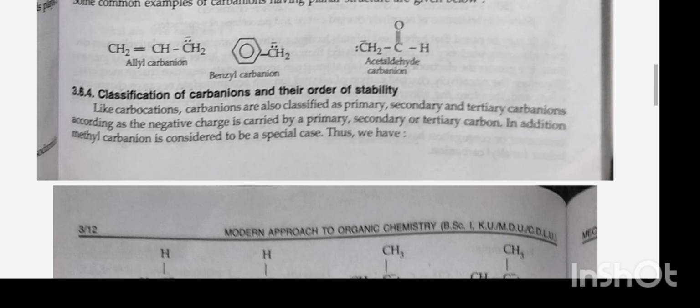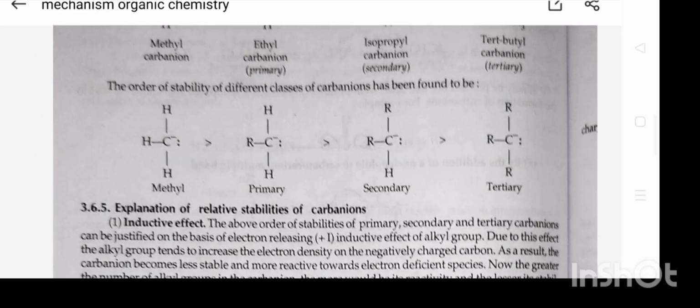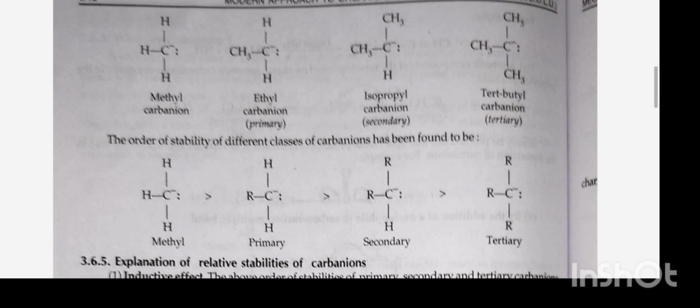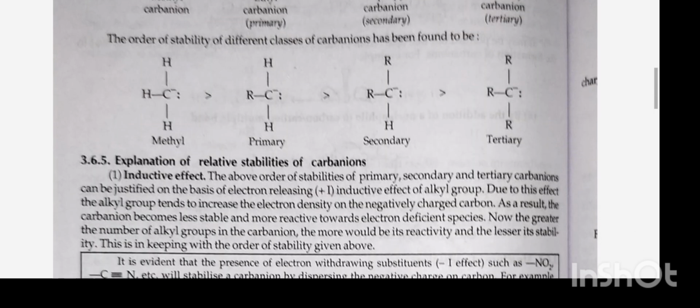Classification of carbanions and their order of stability. Like carbocations, carbanions are also classified as primary, secondary, and tertiary, according as the negative charge is carried by a primary, secondary, or tertiary carbon. In addition, the methyl carbanion is considered to be a special case. Thus, we have methyl carbanion, ethyl carbanion primary, isopropyl carbanion secondary, tertiary butyl carbanion tertiary. The order of stability of different classes of carbanions has been found to be decreasing in the order: methyl, primary, secondary, tertiary.